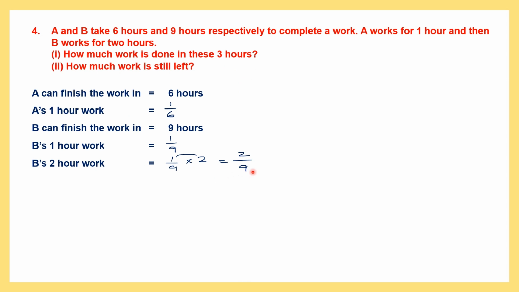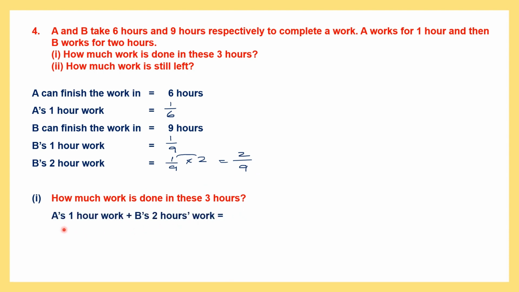So we have to add up these two. First question, how much work is done in these 3 hours? We're going to add up A's 1 hour work plus B's 2 hours of work. So A's 1 hour work is 1 by 6 plus B's 2 hour work is 2 by 9. Now let's find 1 by 6 plus 2 by 9.